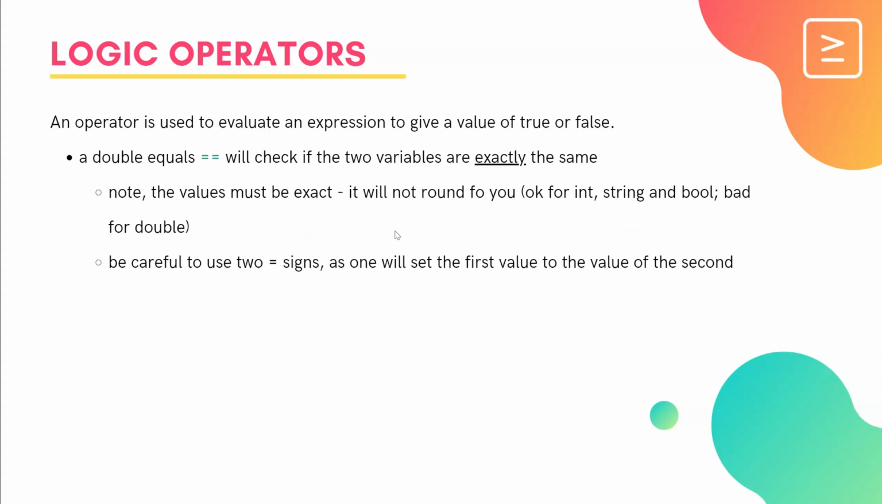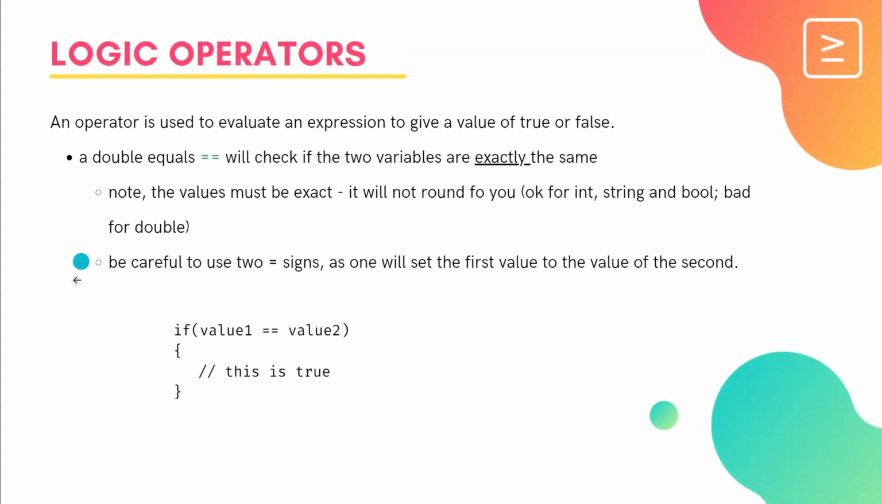The other thing to note is that we're using two equal signs rather than just the one. If you use one equal sign, that's equivalent to when we create variables, when we set a variable to equal another. So you'll get some funny things happening in your code if you just use one equal sign within your expression.